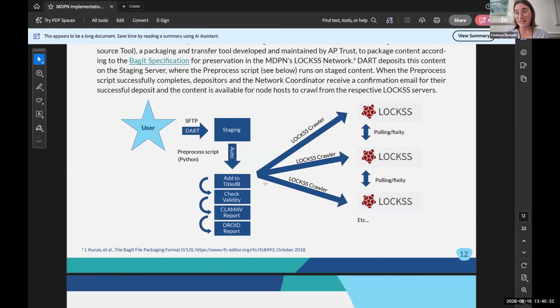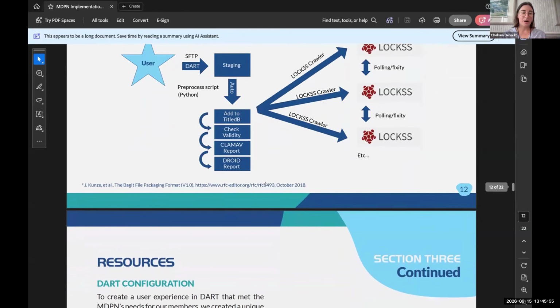In a really exciting update, we're using for the first time the new API functionality for the LOX 2.0 software that will automate these crawls by our server hosts once I give the final approval for them and once they run through the pre-process script. So really excited to be able to use this new functionality from the LOX program.